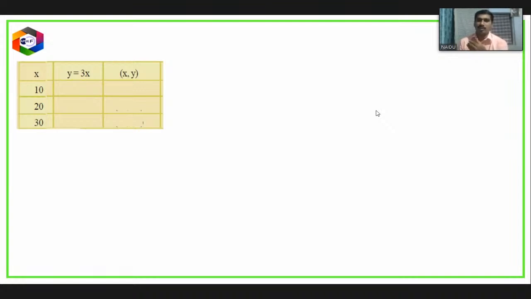So I have taken more values of x: x equals 10 and so on. Now let us find the values of y. So y is equal to how much?